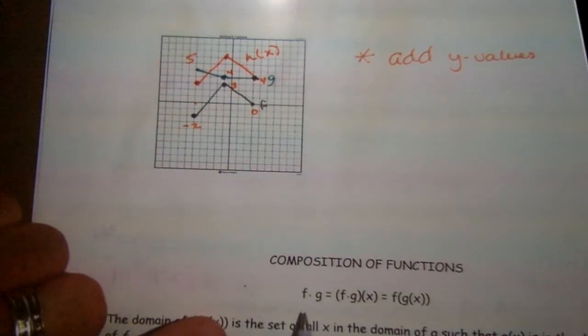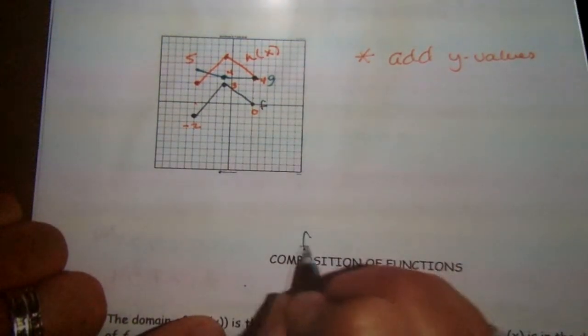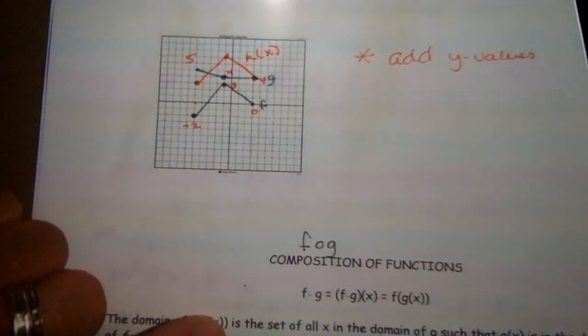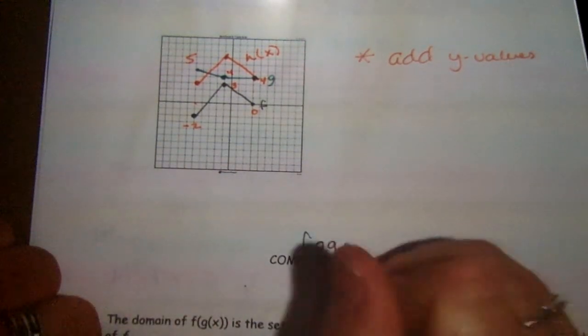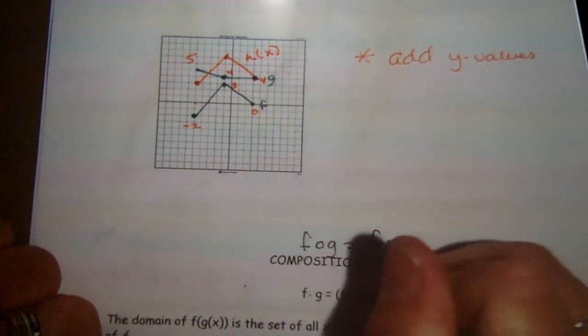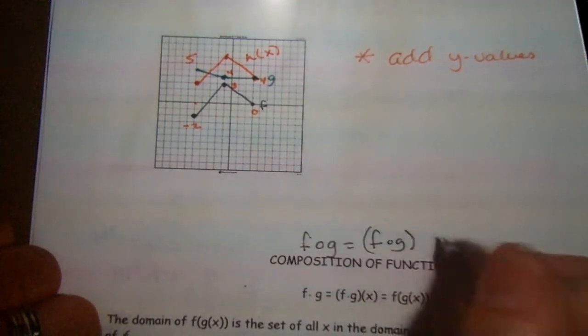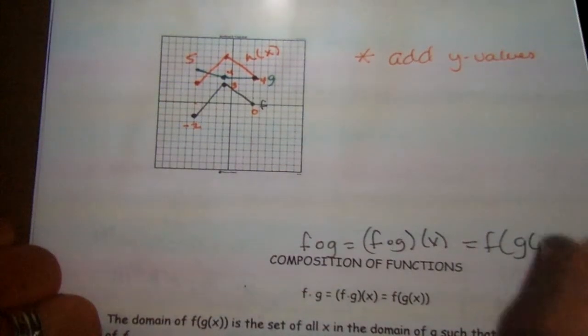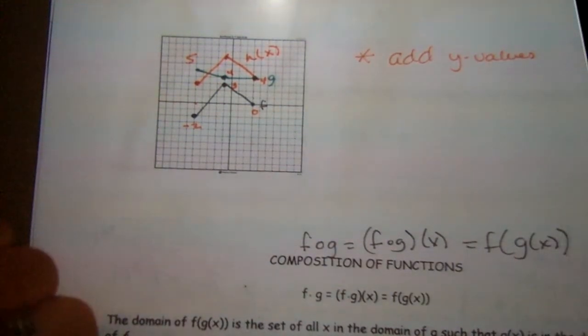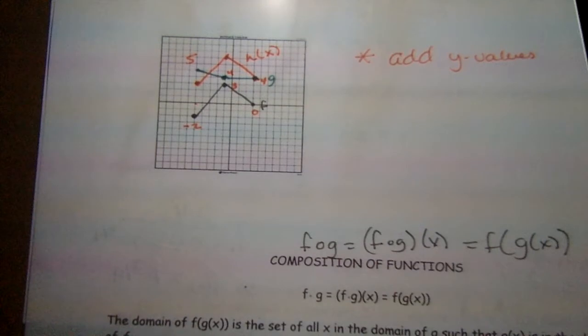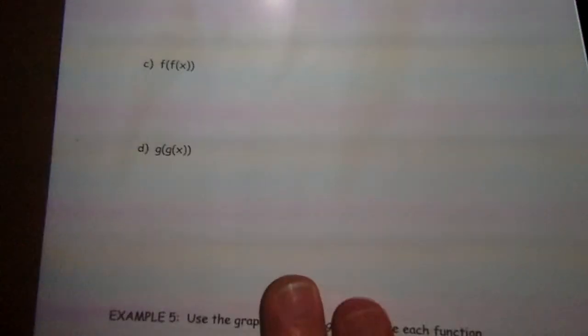This is kind of hard to see, but a composition is f of g. It kind of looks like the word fog, which means f, they could write it like this, which simply means you take the g function and you plug it into the f function where you see the variables. Remember doing this in Algebra 2? Yeah.